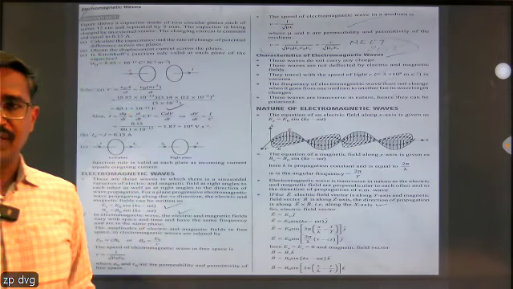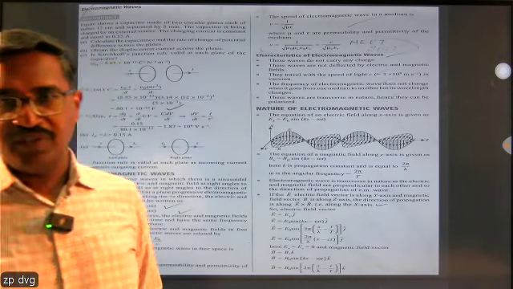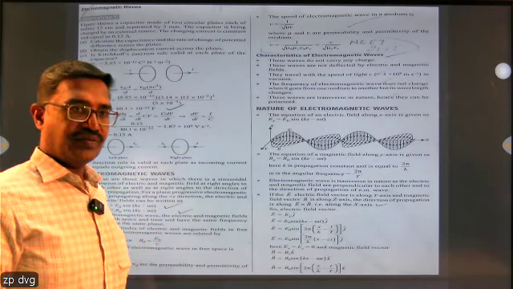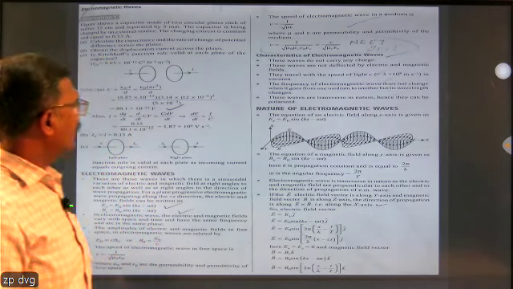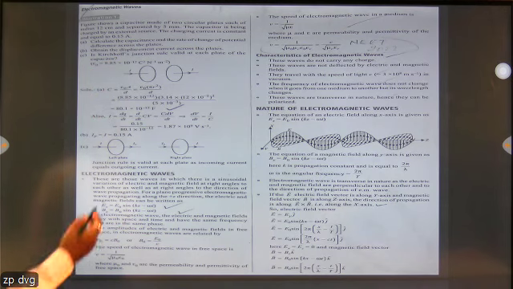But later on, Hertz, J.C. Bose and Marconi produced the electromagnetic waves in a laboratory. Correct? So there we have one problem.